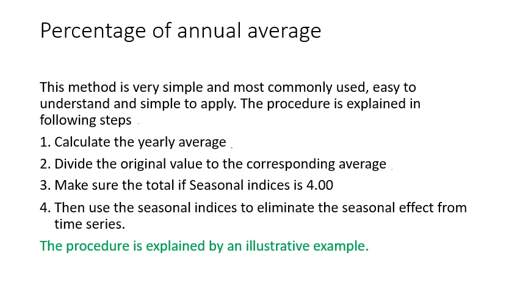Make sure the total of the seasonal indices is 4. When the total is 4, then use the seasonal indexes to eliminate the seasonal effect from the time series. Now the procedure is explained by an illustrative example in the next slide. So we go to the next slide.